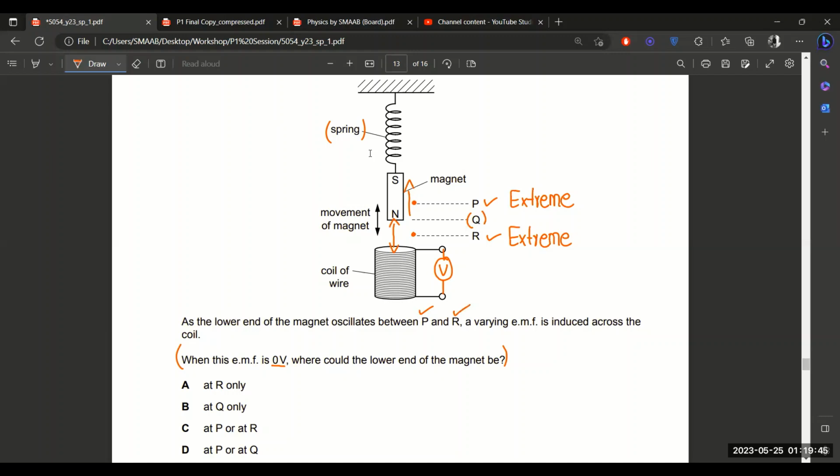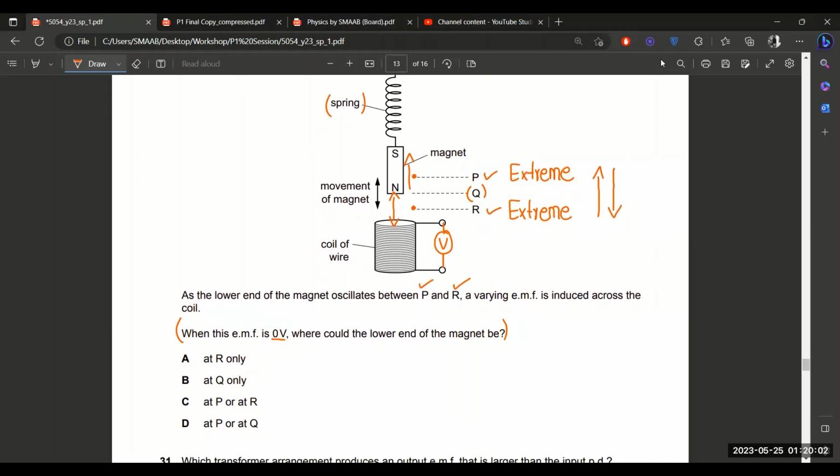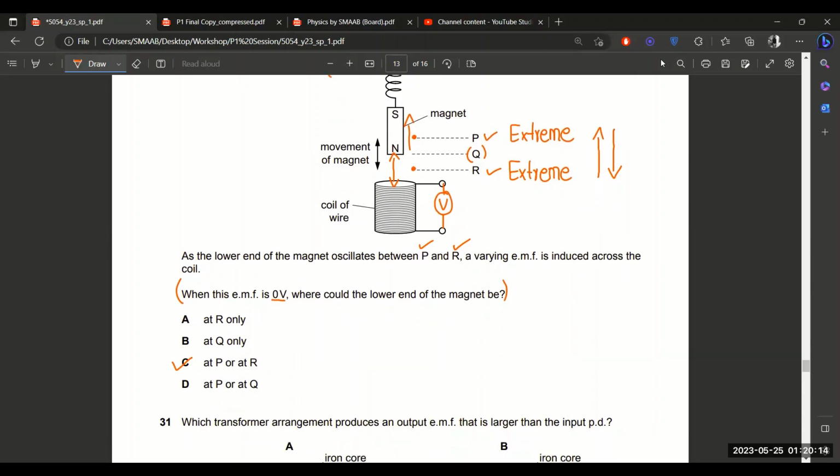And after reaching point P, we reverse the direction, so the direction of the magnet will change towards downward. So at point P and point R, these are the extreme points, and at these extreme points the magnet will be in a rest state for a very short time. That's why at P or at R, at both positions, the EMF will be equal to 0, because these are our extreme points.